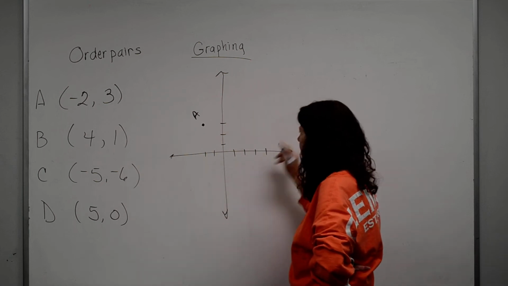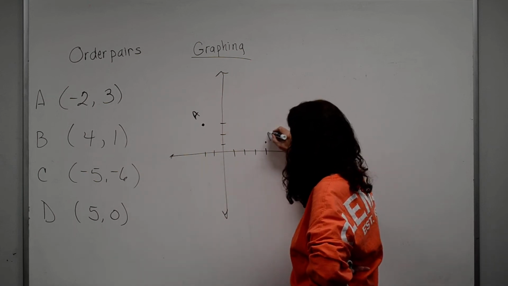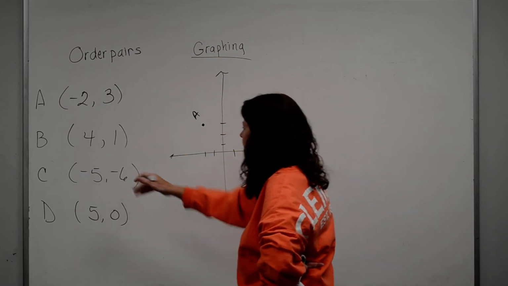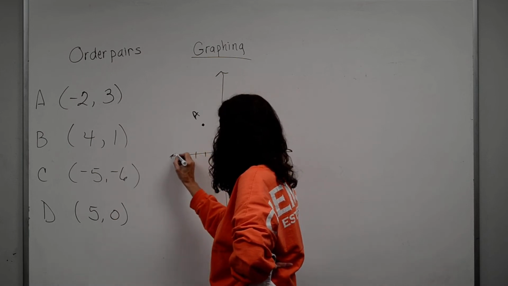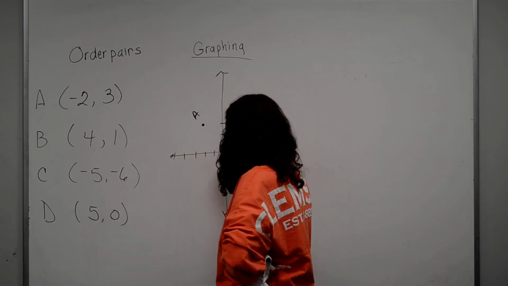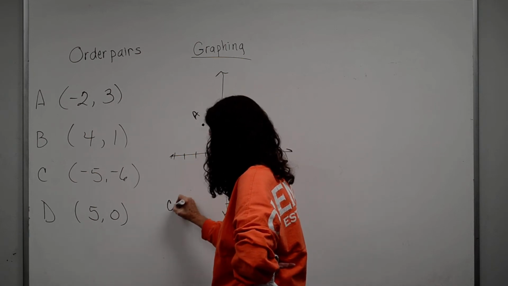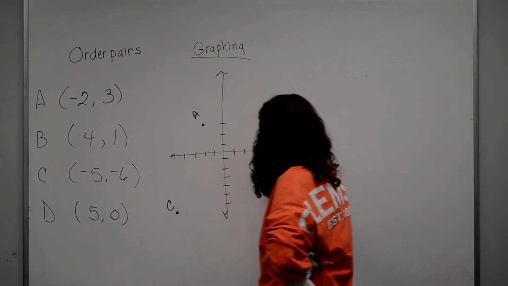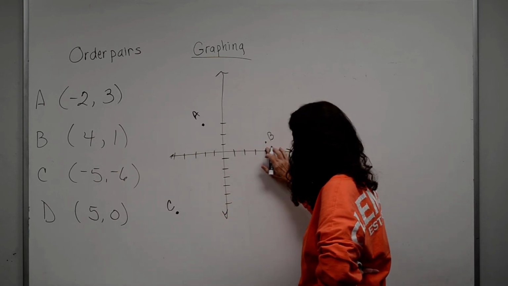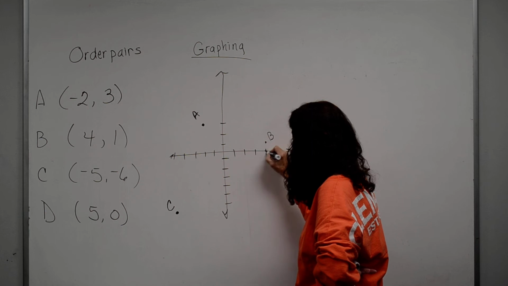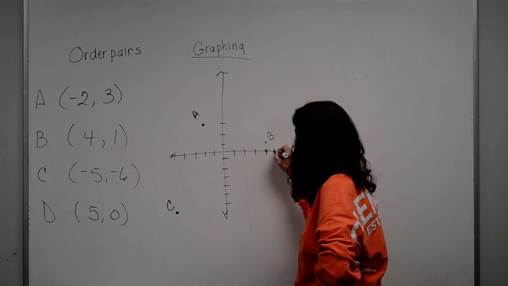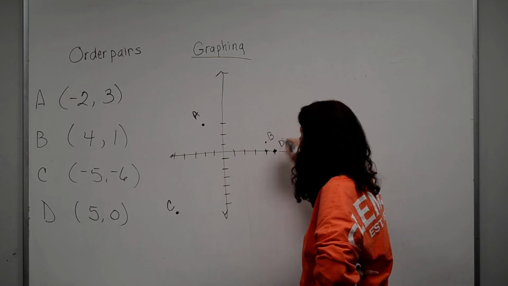(4, 1), I'm going to go over 4 and up 1. That is B. (-5, -6), I'm going to go over -5, and then I would go down 1, 2, 3, 4, 5, 6. So that's going to be that point right there. And (5, 0), I'm going to go over, oops, that's a 4. I'm going to go over 5 and up 0, so that would be D.